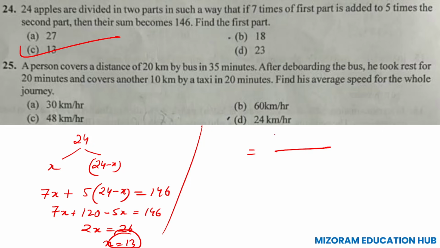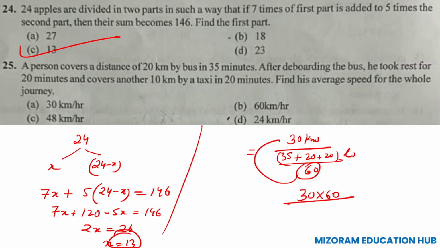Now total distance is 20 plus 10, 30 kilometer, and total time is 35 minutes plus 20 minutes plus 20 minutes. All the times are in minutes. We divide by 60 to convert to hour, because options are in kilometer per hour. So 30 into 60 by 75. 15 cancel, 15 4s are 60, and 5 cancel 6. So 6 into 4, 24 kilometer per hour.